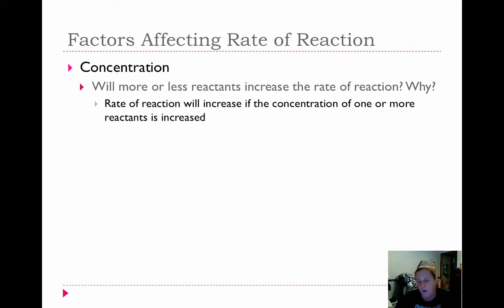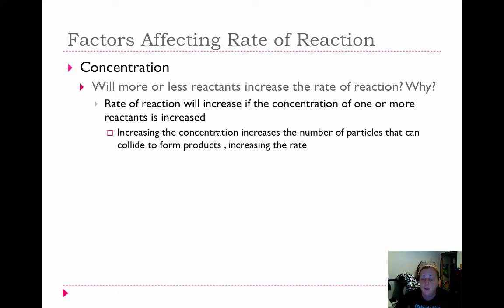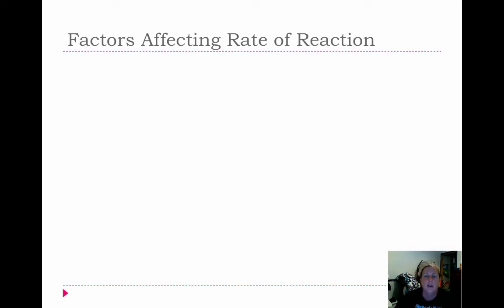If you add more particles, it gives you a higher chance of a collision between particles, so that will increase your rate. If you decrease the concentration, you decrease the number of particles that are able to collide, so you decrease the rate.